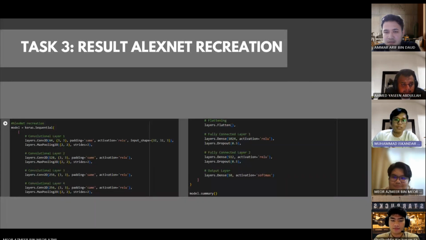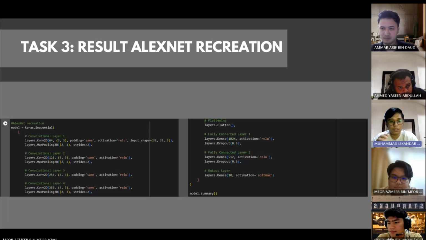Okay, so for task 3, we need to recreate the AlexNet. AlexNet in reality has an input of 227 by 227 times 3 RGB image, but CIFAR-10 has 32 by 32. So we need to adjust the model a little bit to fit CIFAR for the AlexNet model. For our recreation, we try to use 4 convolutional layers with a single flattening and 2 fully connected layers.